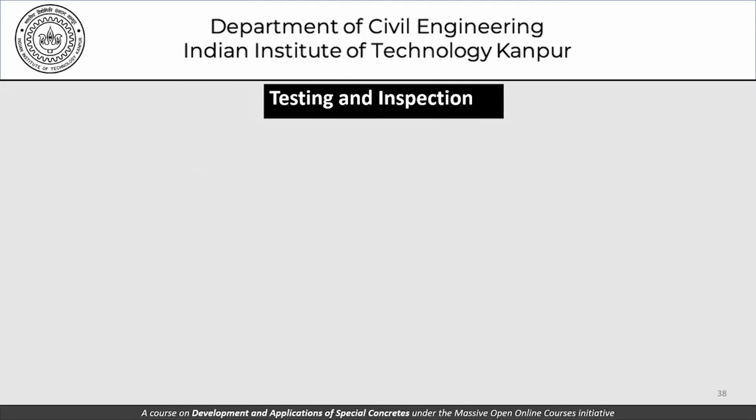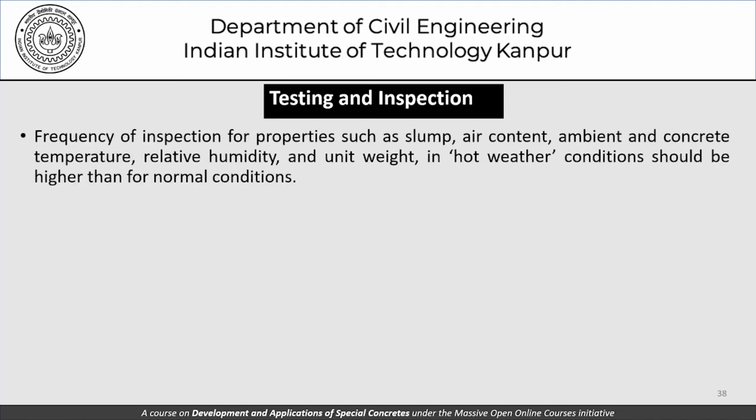As far as testing and inspection is concerned, all concrete and all concrete construction has to be tested and inspected. But the frequency of inspection for properties such as slump, air content, ambient and concrete temperature, relative humidity and unit weight in hot weather conditions should be higher than for normal conditions, because hot weather is something which is special and the detrimental effects are likely to be pronounced if the weather is hot. And therefore, we need to be more careful in our inspection procedures, which basically include the frequency of testing for slump, air content, and so on.